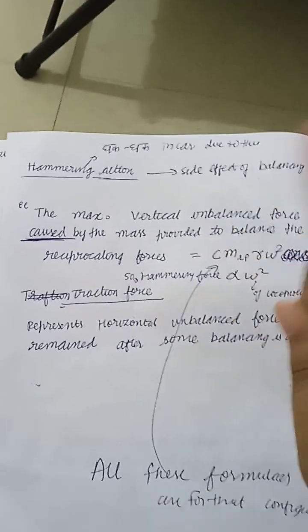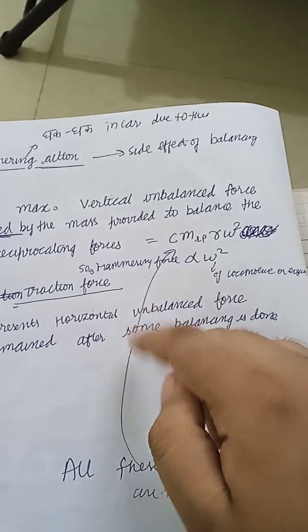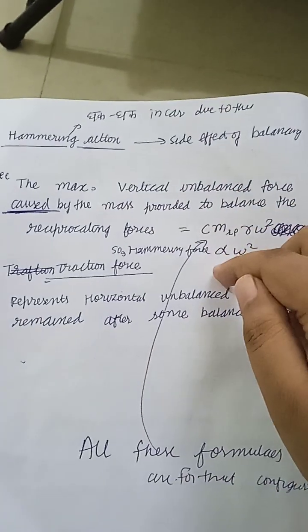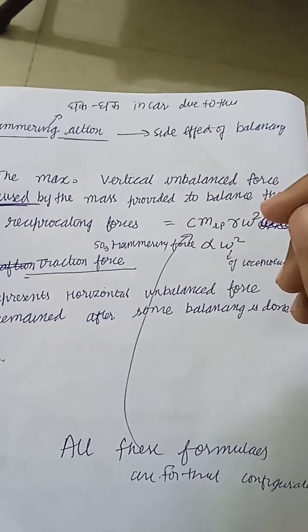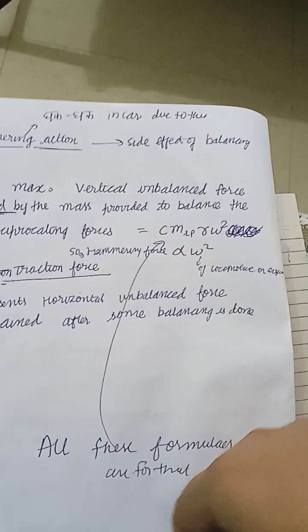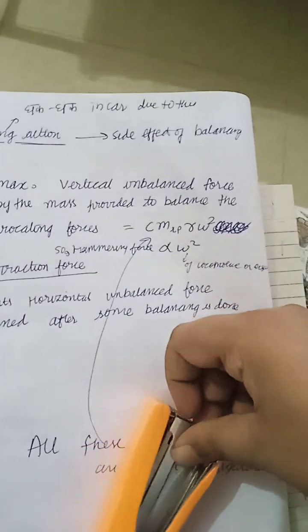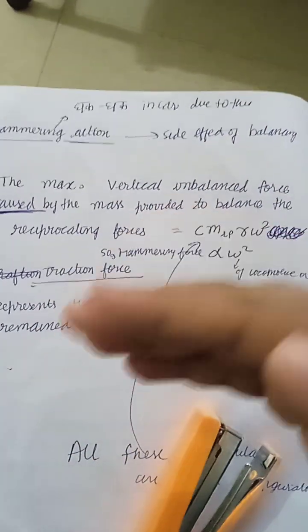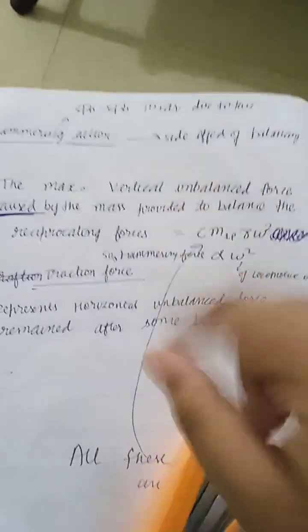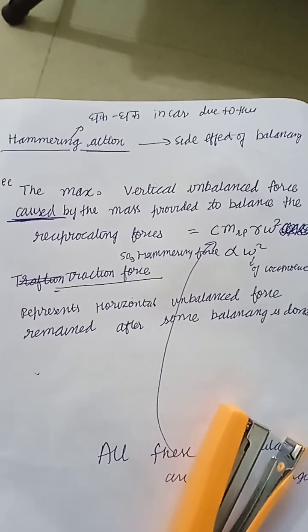Now the vertical unbalanced force which remained. Like we did balancing like this, so the vertical part remains. Initially it was purely horizontal. When I talk about horizontal in a reciprocating or revolving reciprocating engine, horizontal means the axis of piston movement. So initially it was all along the piston side. Now we have converted some of it into vertical, up and down, hammering action, the unbalanced vertical force that remained.